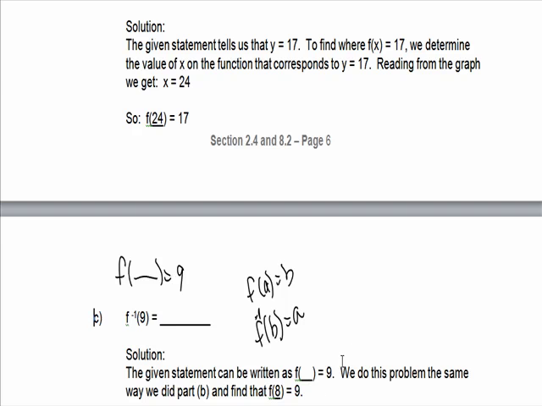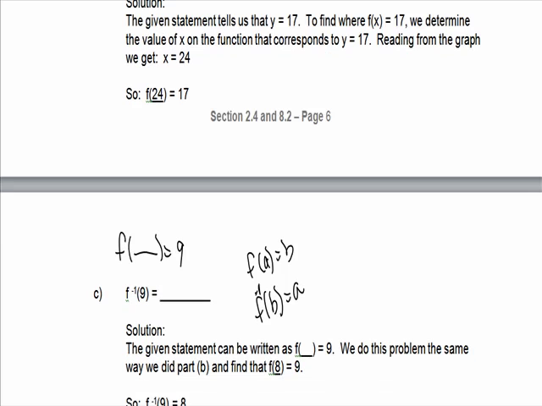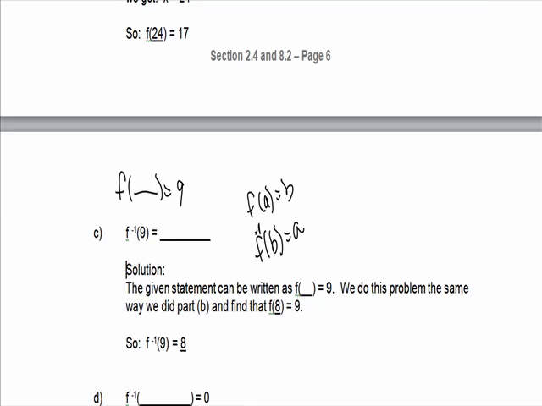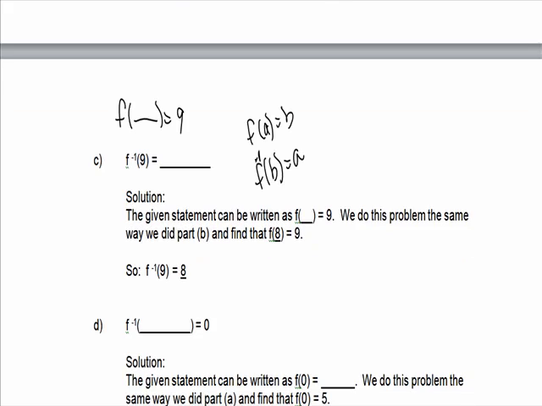Right? And so we're going to do this problem very similarly to what we did in part B. And so if we went and we did that, we now know that the 9 is the y value. And so we would go and find the corresponding x, and when we did that, we'd get f inverse of 9 is going to give us 8. Very much the same as we did B once we do the rewrite.